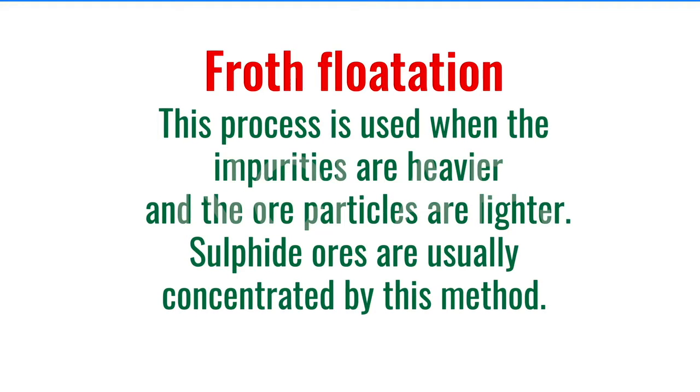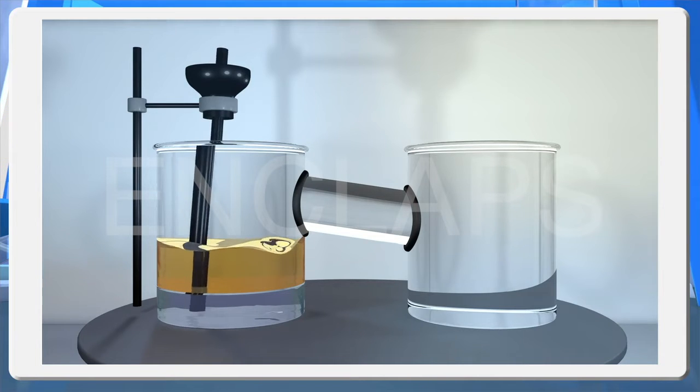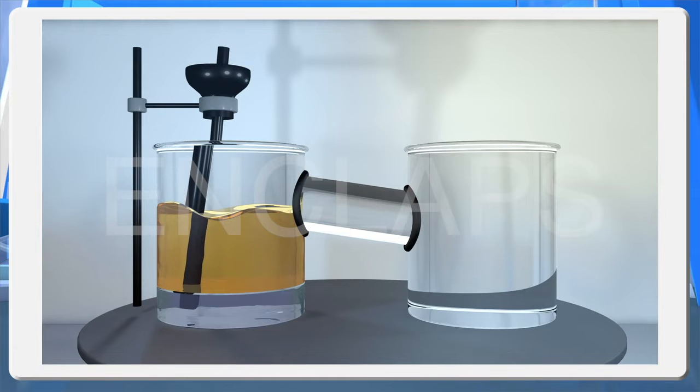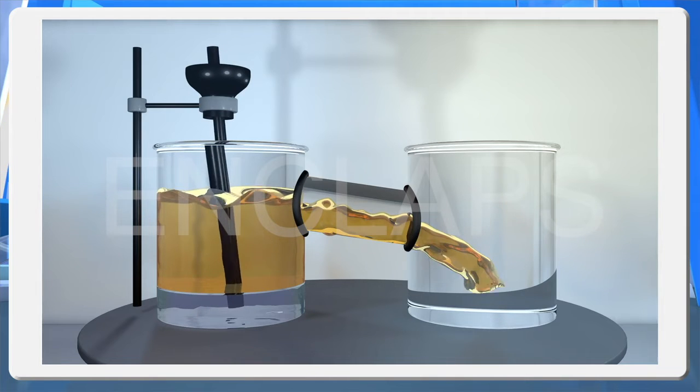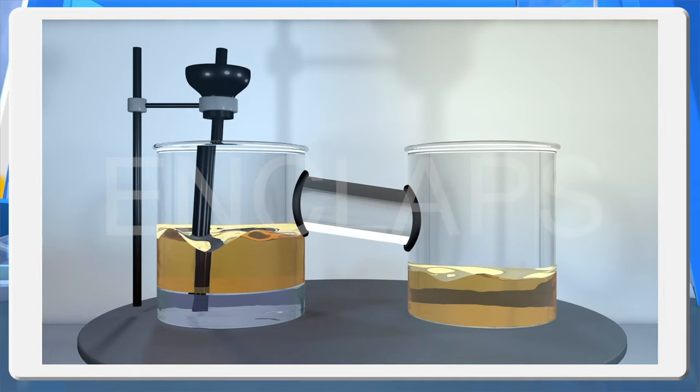Good. Now we can discuss the second method for the concentration of ore, that is froth flotation. This process is used when the impurities are heavier and the ore particles are lighter. The sulfide ores are usually concentrated by this method. Here, a mixture of crushed ore with water and pine oil is made, and a rotating paddle will then agitate that mixture and introduce air into it. As a result, a froth will form and rise to the top. This froth will contain the mineral particles which can be separated now, and the impurity will settle down at the bottom. Is it clear? Okay.